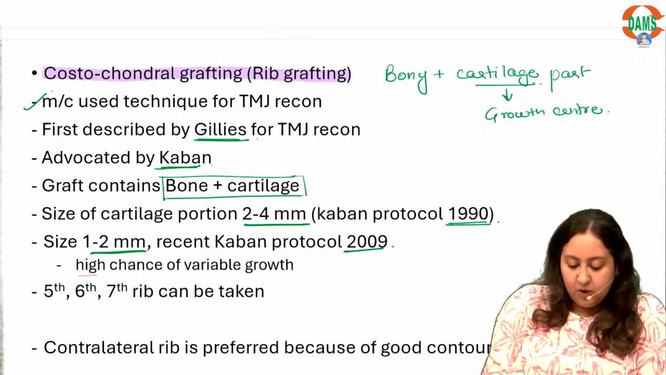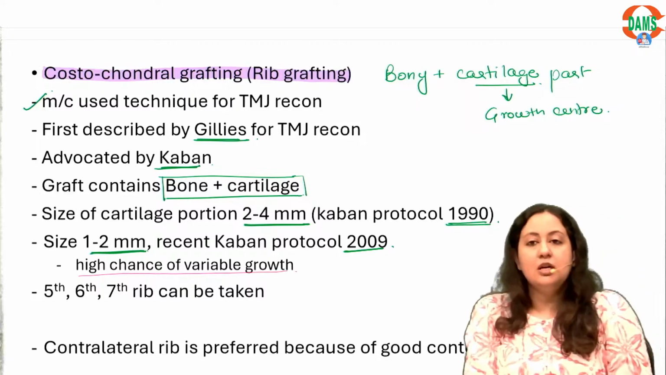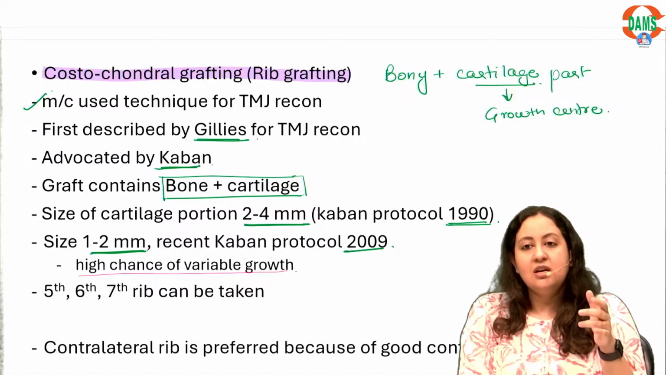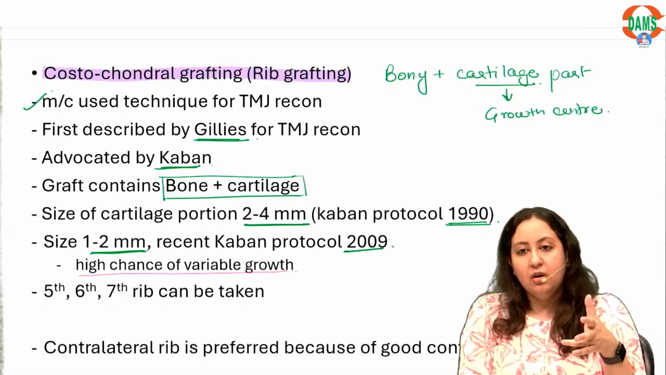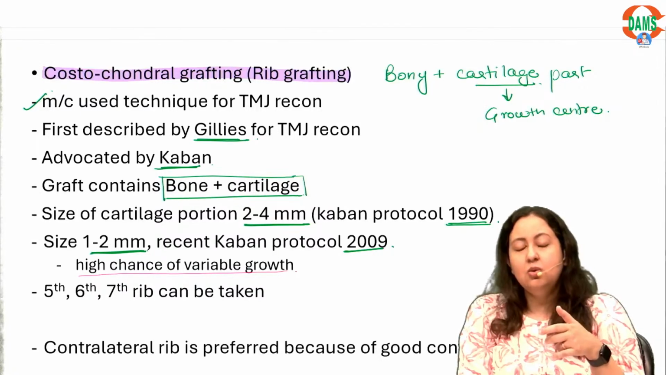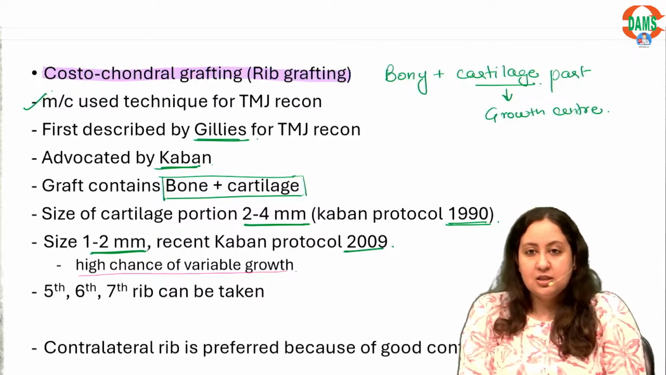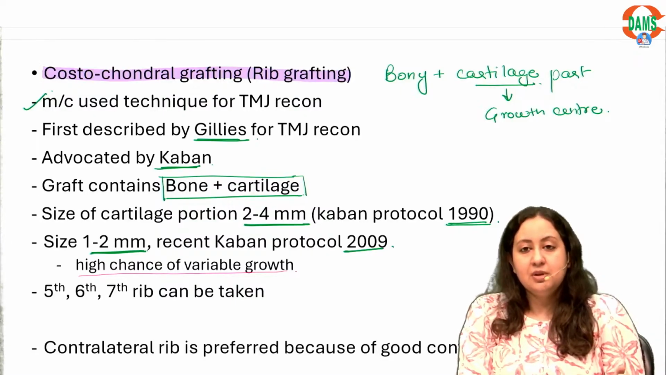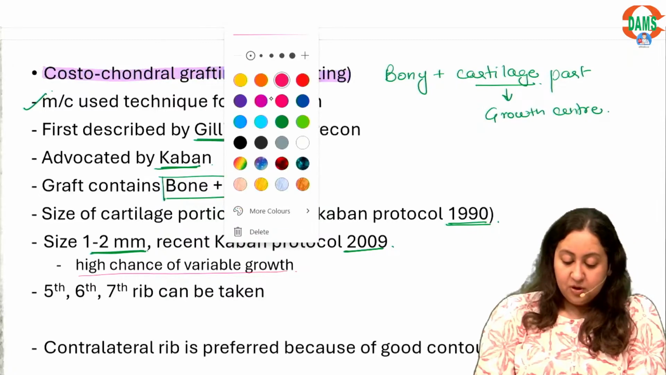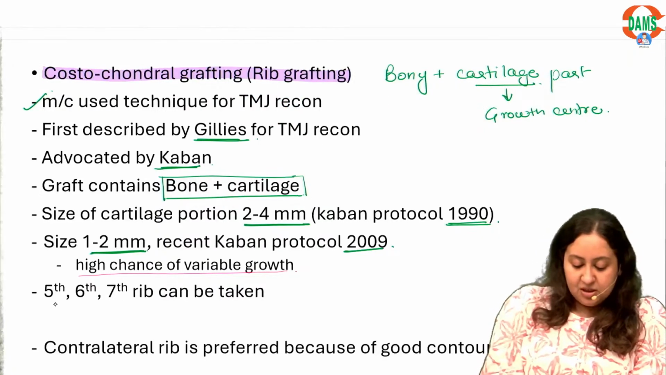What do we mean by high chance of variable growth? It was seen that the site where the growth center was transplanted was overgrowing as compared to the normal side. That is why it was decided to reduce the portion of the cartilaginous part so that we can keep its growth under control. However, it still does show properties of variable growth in patients. Now, the next important point is on which this question was based.